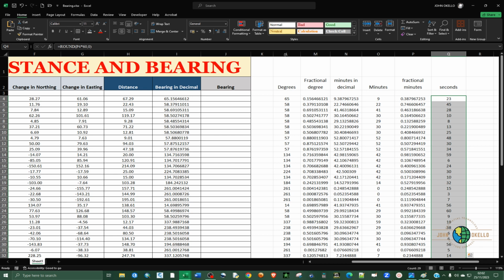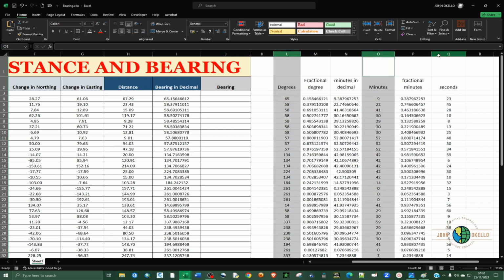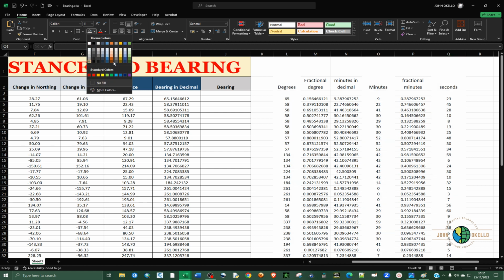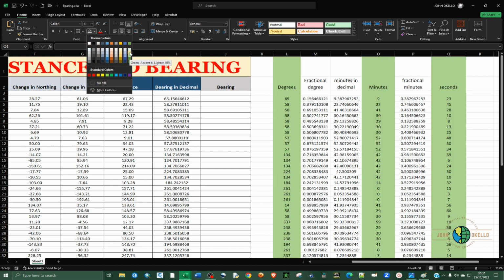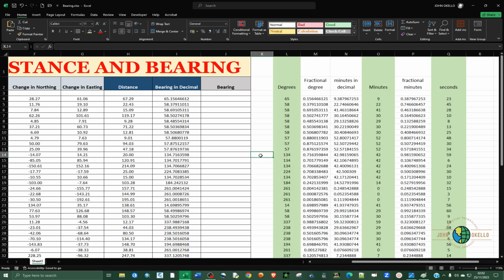Now we have these 3 important columns. Let me just change the colors to green, like that. These values are very important. We have degrees, we have minutes, we have seconds. So we are going to copy them, write them here in this bearing column. We are going to use the same concatenation formula.